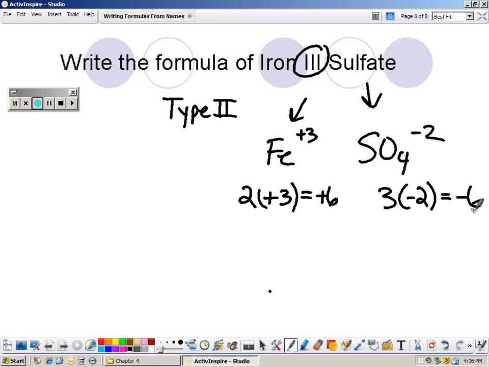When you put this together into the formula, you have an Fe, you have an SO4. It's going to take 2 irons for every 3 sulfates. So put sulfate in parentheses and then a 3 outside. And there's your formula: 2 irons for every 3 sulfates, and that'll give you a neutral formula. Okay, done with that one.